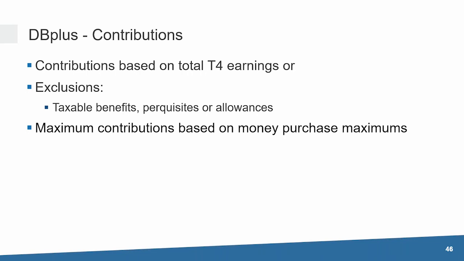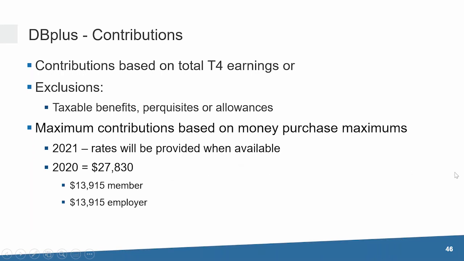Similar to DBprime, there will be caps on contributions. The DBplus maximum will be based on CRA's money purchase limits. The rate for 2021 has not yet been released. We will advise of the rate when it is available. In 2020, the money purchase maximum is $27,830. This means a maximum contribution limit of $13,915 for member contributions and $13,915 for employer contributions. Ensure these limits are put in place each year to avoid crediting the member back at the end of the year.